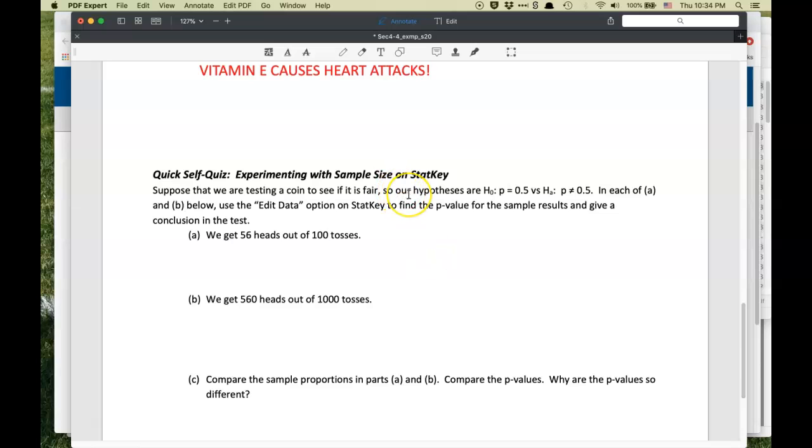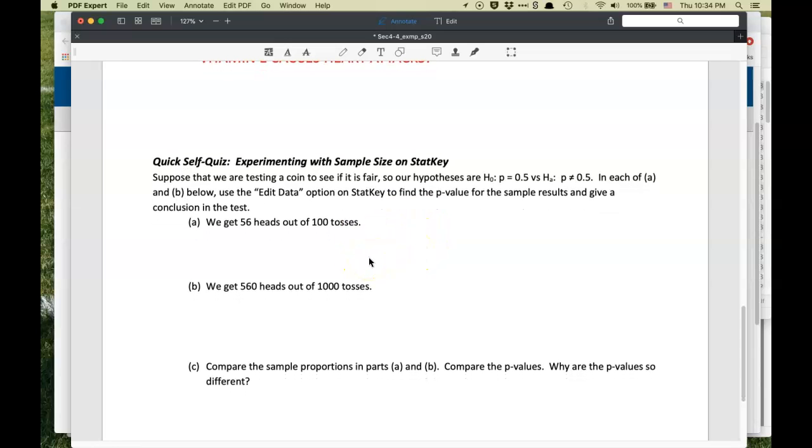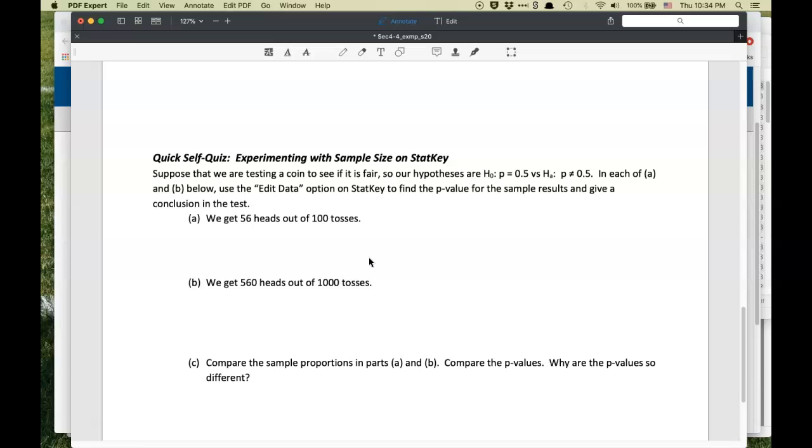All right, experimenting with sample size on StatKey. Suppose that we are testing a coin to see if it is fair. I'm sorry, yes, we have done this already together, so I lost sight that I had done that in the activity. But if you didn't do it already, go ahead and give that a try.